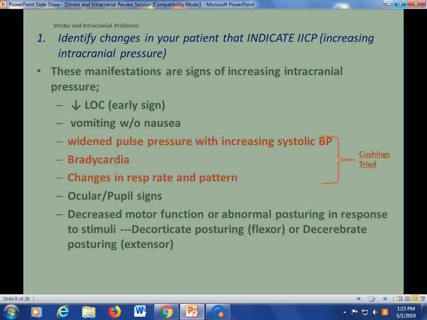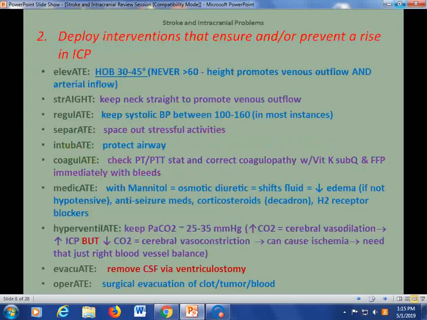This slide is one that's been posted in the stroke and intracranial content review, and this is something you have to know like the back of your head. I would like to point out that level of consciousness changes occur very early, and that these three things put together are known as Cushing triad. Ocular pupil signs, I've addressed that, where the pupils are either fixed and dilated, fixed and constricted, or just plain uneven. And then, of course, posturing.